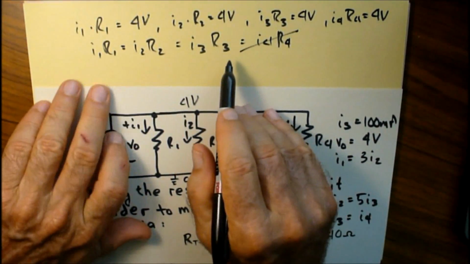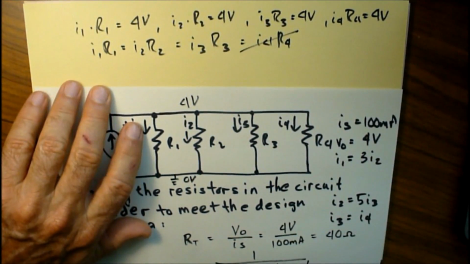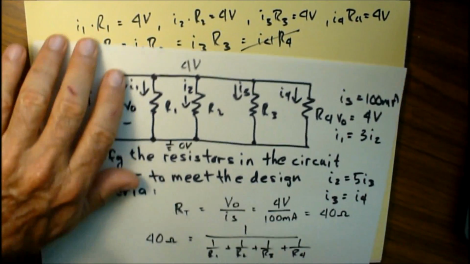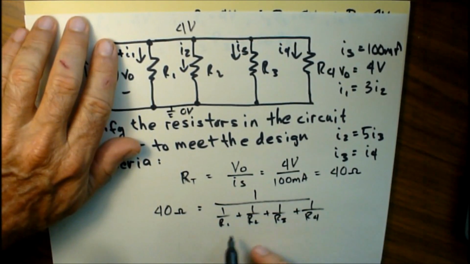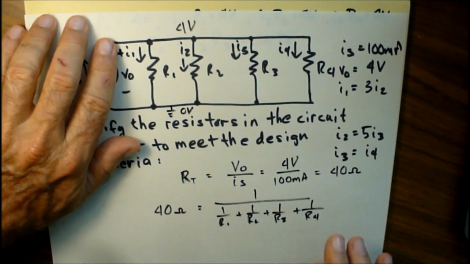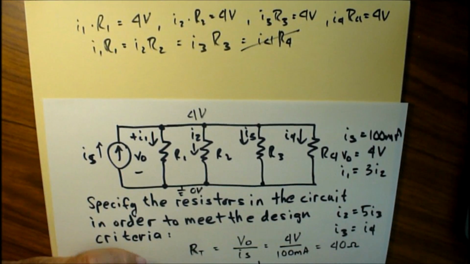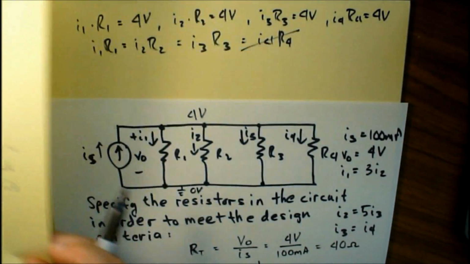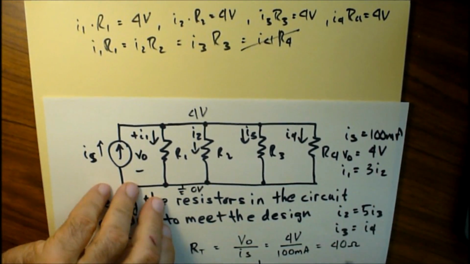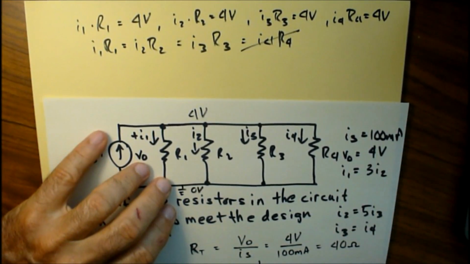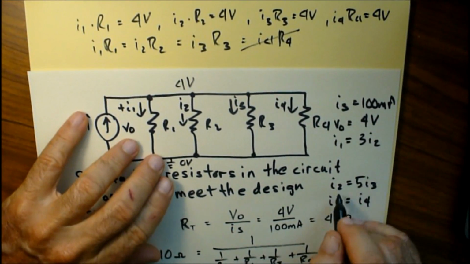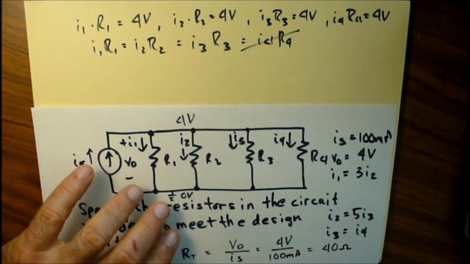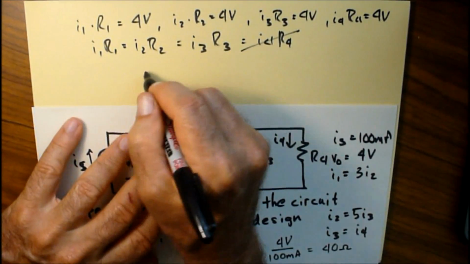But we do have these 2. So what we can do is simplify this and get everything in terms of R3. We just want to solve for 1 resistor down here, and once we get R3, we can get the rest. All right? So in this case, we have a relationship: I2 is equal to 5 times I3. So let's write that relationship and drop this in here.